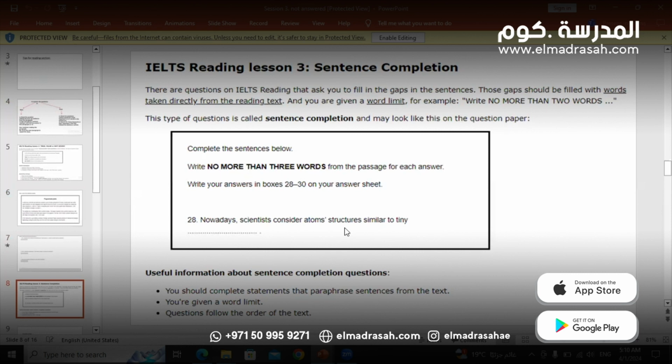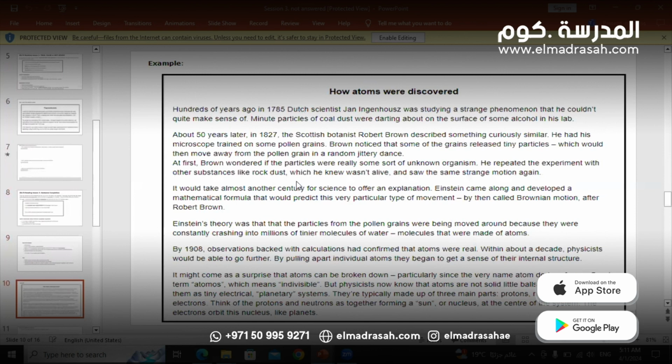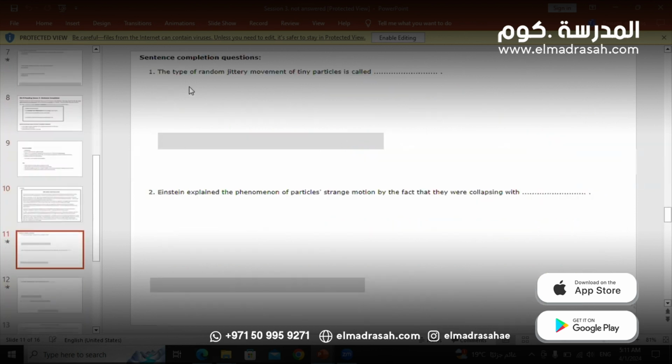The second technique, it will be about sentence completion. It means that you have a passage and you should complete some sentences from this passage. Like here, I have a passage, and I have some sentences, or some ideas which are taken from this passage, so I should complete a word or two words which are missed from this statement.